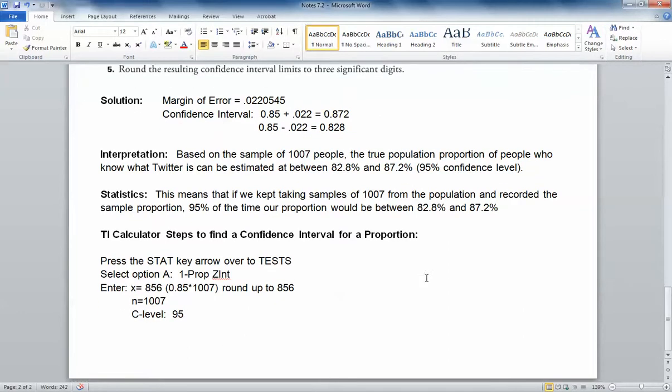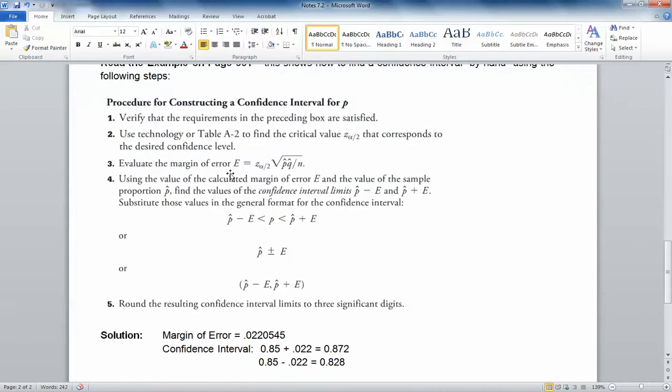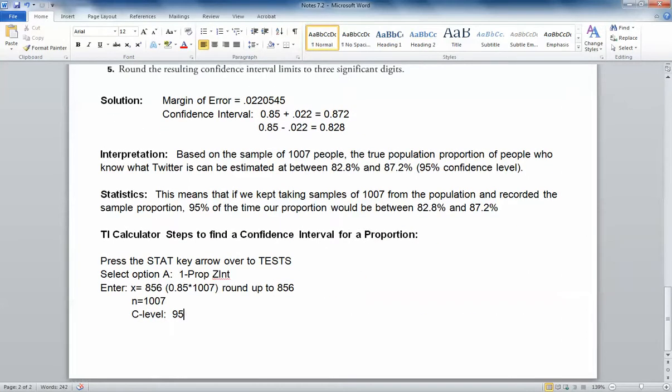All right, well, the calculator will help you find the confidence interval, but it won't give you the margin of error. So there may be some questions where you have to use this formula right here. So the margin of error is your z-score, the 1.96, times the square root of p hat, in this case 0.85, times q hat, which is 0.15, divided by the sample size, 1,007.